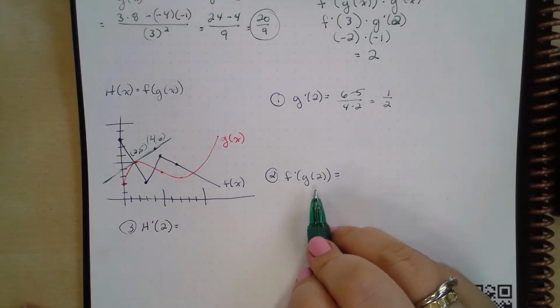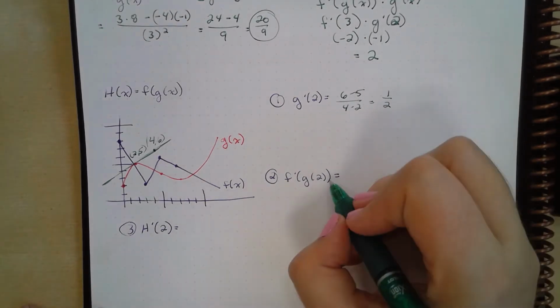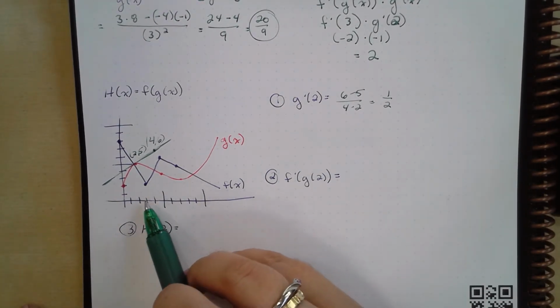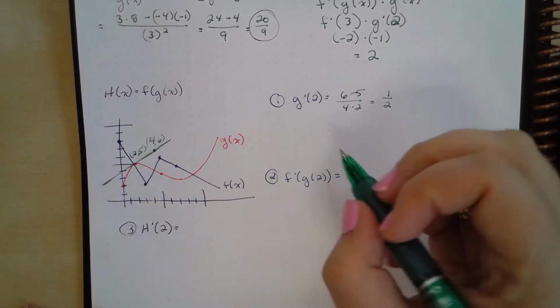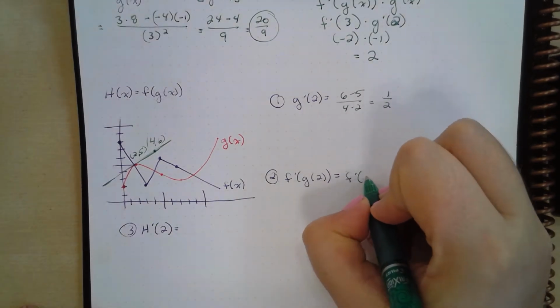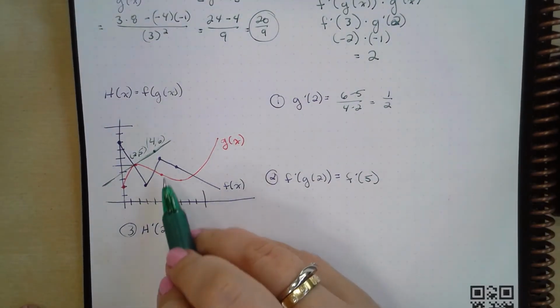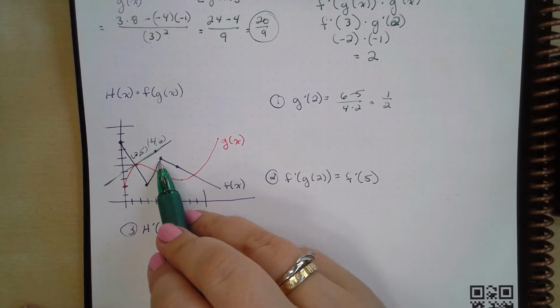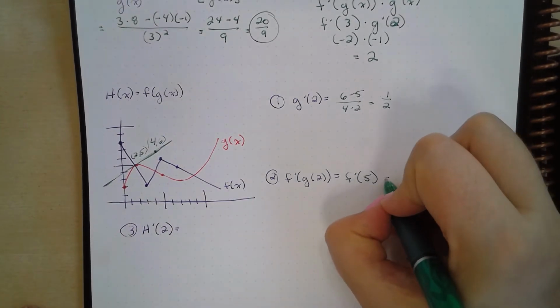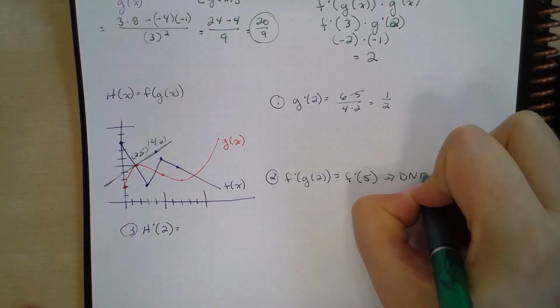How about f prime of g of 2? Well, what is g of 2? If I look at g of 2, that was 5. So this is going to be the same as f prime of 5. Now I look here at my slope, f prime of 5. This is a sharp corner here. So am I going to be able to differentiate that? Do I have a slope? No. It does not exist.